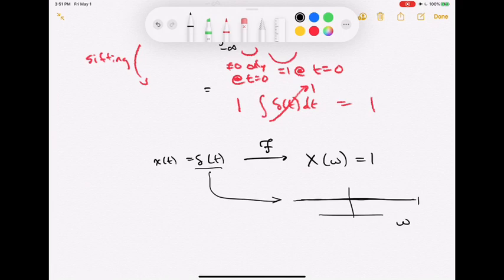Okay, so next time we're going to continue our discussion of the Fourier transform. We're going to talk about Fourier transform properties, and we're going to continue doing many more examples of carrying out the Fourier transform and also using those properties to help us carry out those transforms.